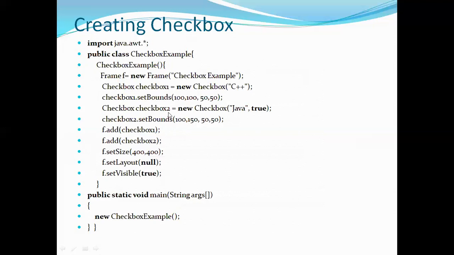Next, the second checkbox I'm creating, and the name is Java comma true. True indicates that it is enabled. Next, bounds. Then I'm adding the first checkbox to the frame and the second checkbox to the frame, and I'm setting the size of the frame, the layout, and visibility as true. In the main method, I'm creating the object for my class. So this is how you include the checkbox in your program.